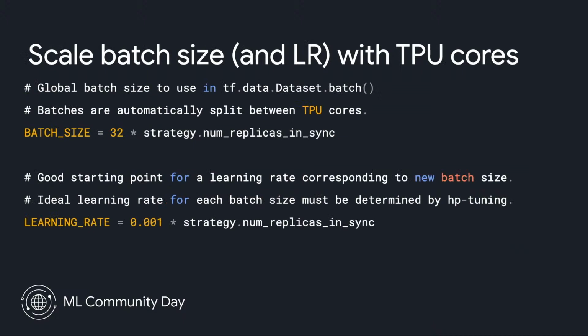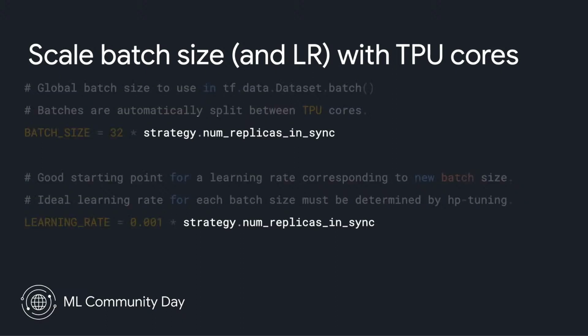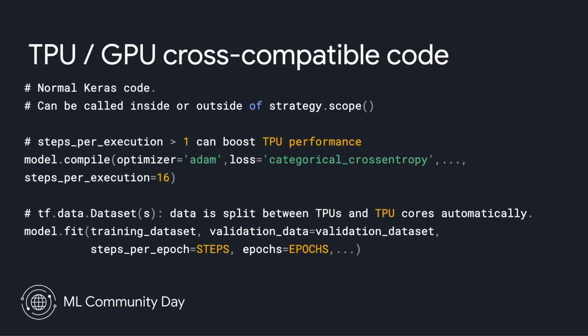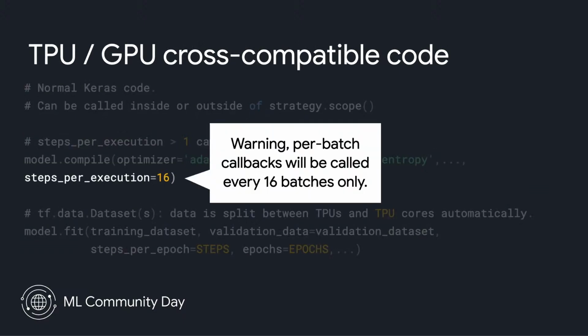While training, the batches are automatically split between the TPU cores. As you perform the hyperparameter tuning, you can use settings from the strategy that would allow the optimum batch size as well as learning rate. Notice that the compile and fit calls are the same as normal Keras code. To improve performance, you would set steps per execution higher than 1, say to hundreds of steps, knowing that the per batch callbacks would only be executed every hundreds of batches.